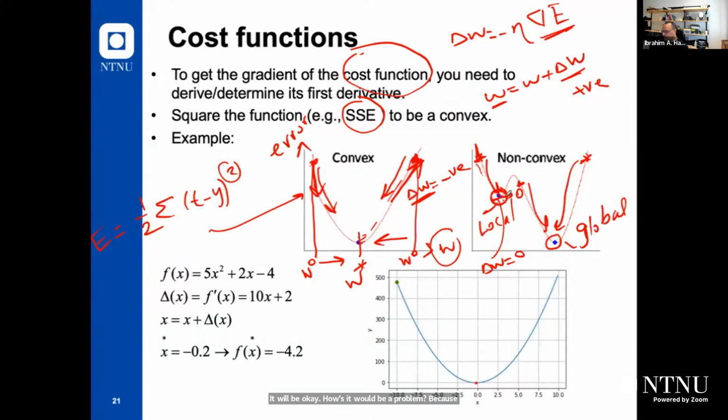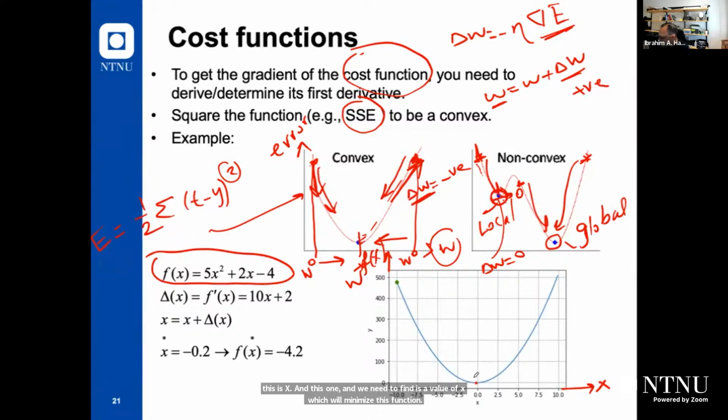So let us take an example. We have a function, for example, a squared function like this one. This nice function is 5x squared plus 2x minus 4. And I try to plot this function, it will be like this one. So this is x, and this one, f of x. And we need to find the value of x which will minimize this function.